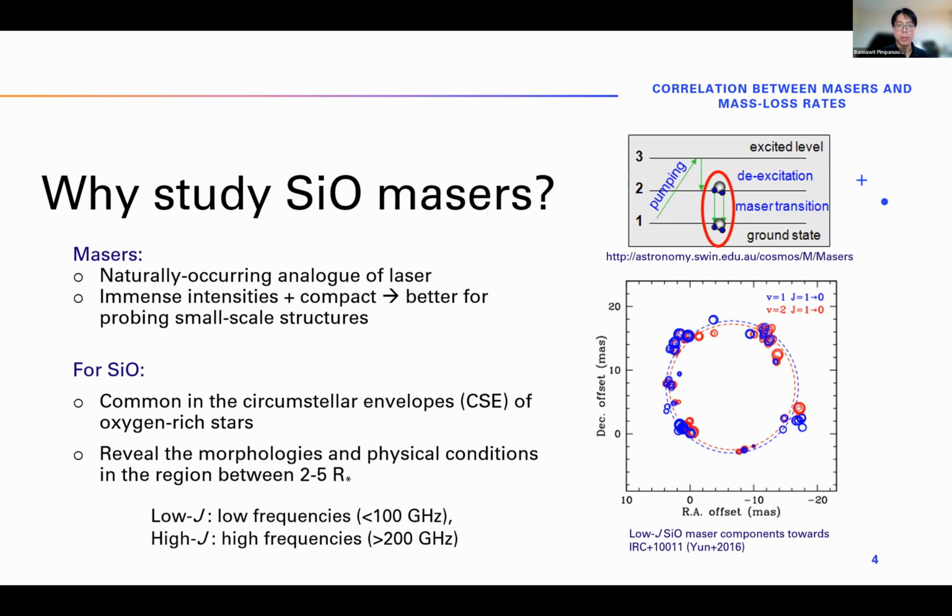Now, in this talk, I'm going to be using two terms quite a lot. The first one is low J. J here is just the rotational quantum number. And for low J, we're talking about SiO masers at low frequencies, those that are smaller than 100 gigahertz. And then we have high J, which corresponds to high frequencies. These are usually greater than 200 gigahertz. So just keep that in mind.